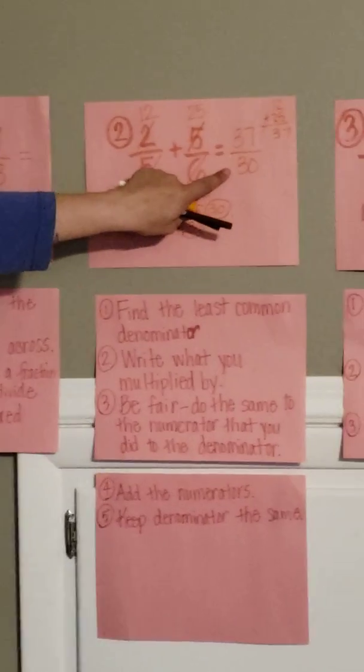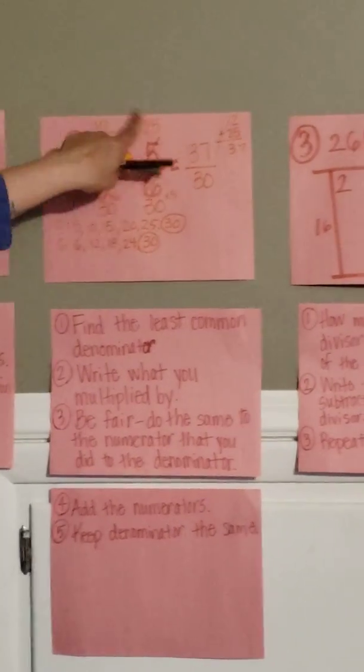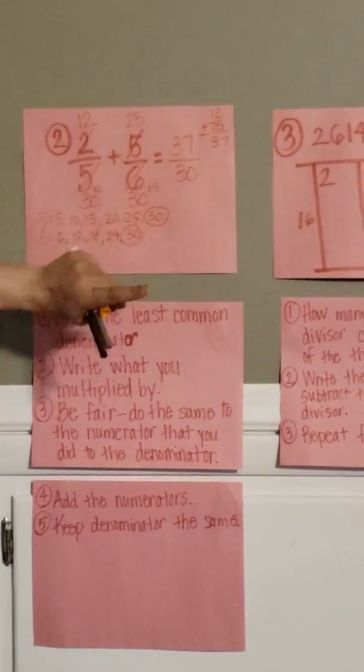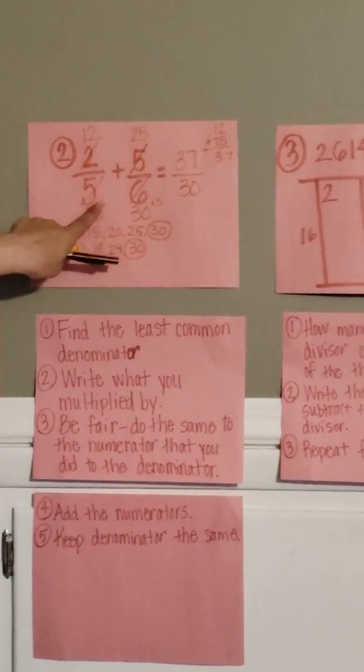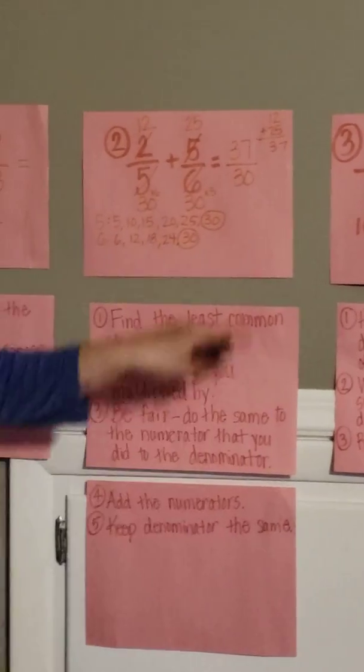Now, if you have this right, put a star. Sorry, I forgot to tell you. If you copied it down right, put a star. 12, 25, 30, 30, put a star. Times 6, times 5, put a star.